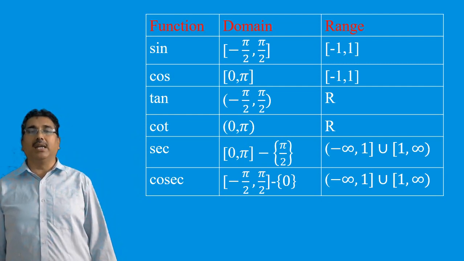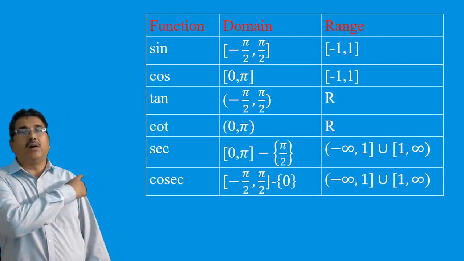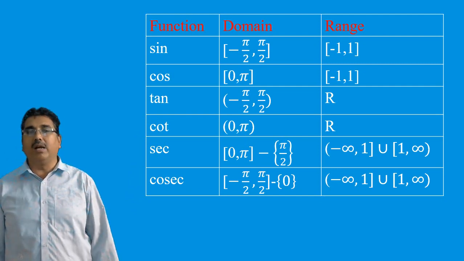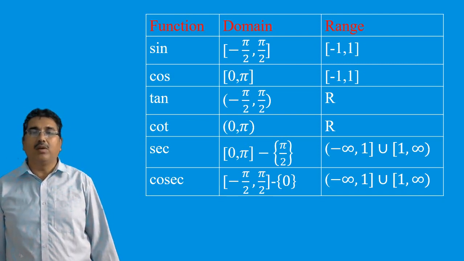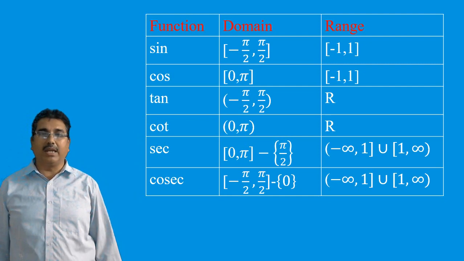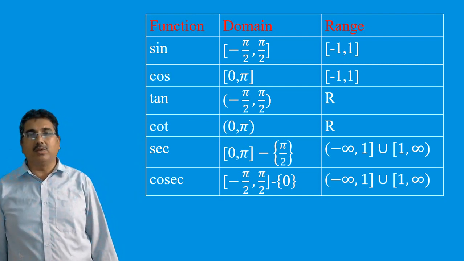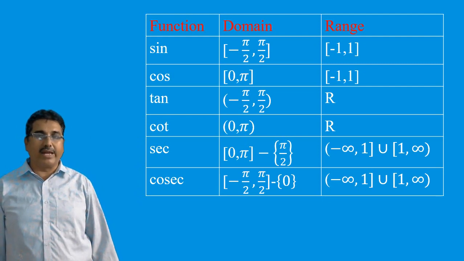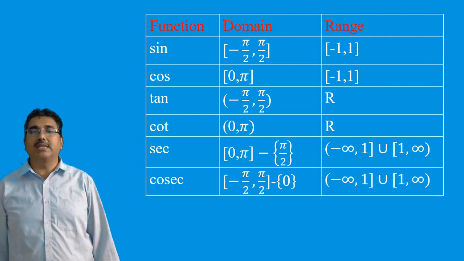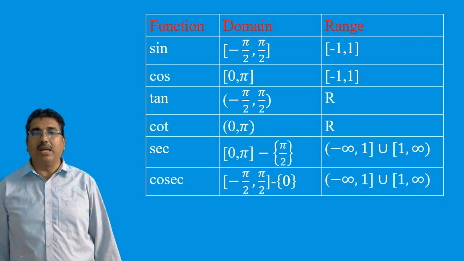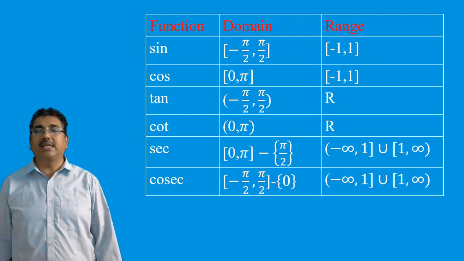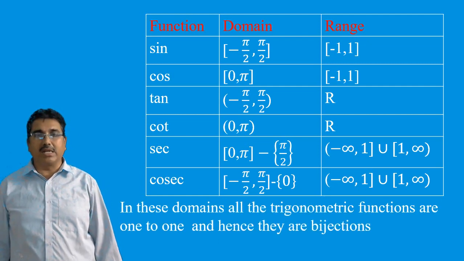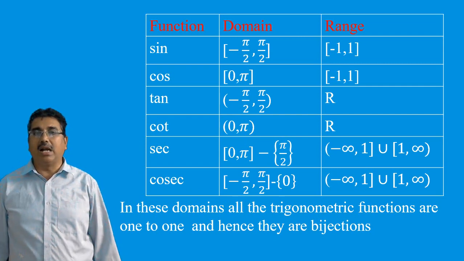Now the remaining functions cos, cot and secant: the domain of these three functions is the closed interval [0, π]. But see the domain of cot. Cot is not defined at x equal to 0 and π, so the domain is the open interval (0, π). Now secant also is not defined at x equal to π/2, so π/2 is deleted from the domain of cos. Now these are the restricted domains. In these domains, all the trigonometric functions are one-to-one and hence they are bijective.